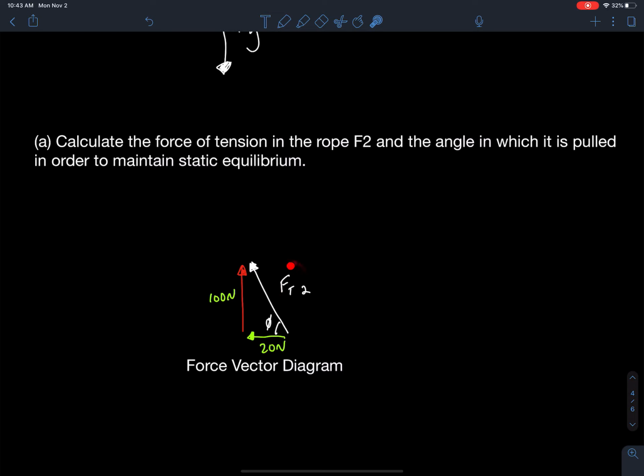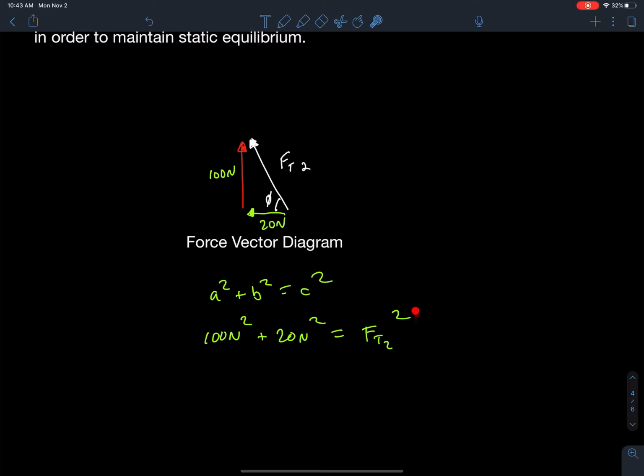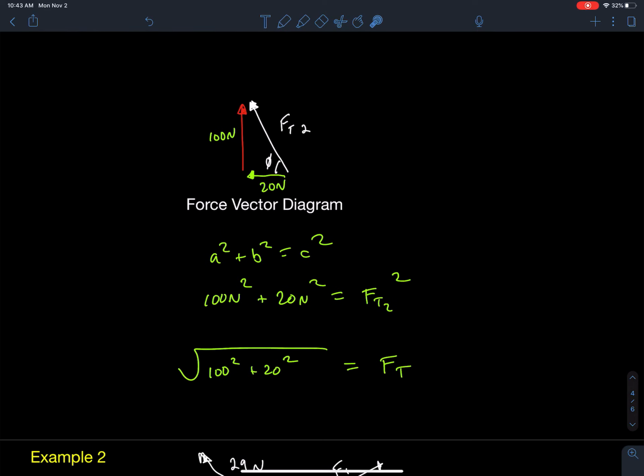To solve for FT2, we have a squared plus b squared is equal to c squared. I can use that to solve for FT2, where 100 newtons squared plus 20 newtons squared is going to be equal to FT2 squared. To get rid of this square, I have to square root that side, and I'll do that to the other side. So the square root of 100 squared plus 20 squared is going to be equal to FT2. If you go ahead and solve that, I'm not going to put that in my calculator, but you take the square root of 100 squared plus 20 squared, and that would give you the force of tension 2.